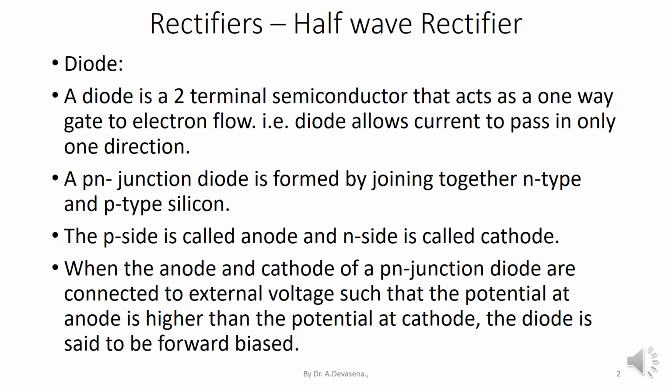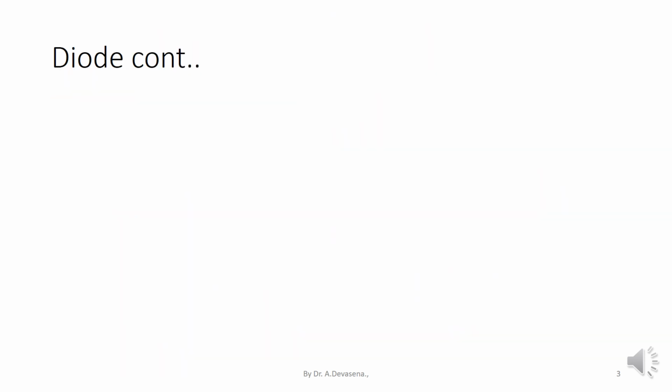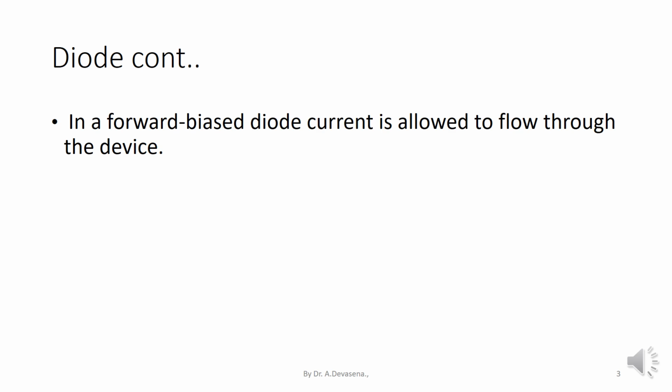When the anode and cathode of a p-n junction diode are connected to an external voltage such that the potential at anode is higher than the potential at cathode, then the diode is said to be forward biased. In a forward biased diode, current is allowed to flow through the device.